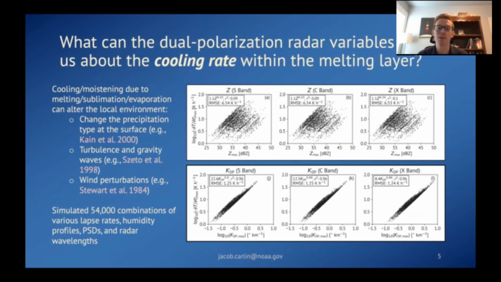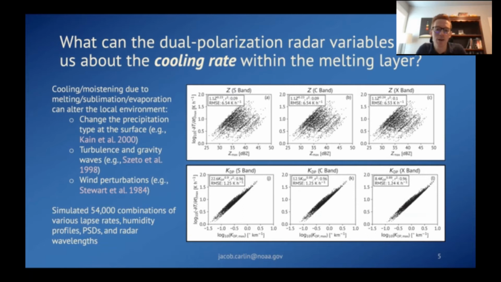There is a lot of scatter, and the root mean square errors are quite high. And this is actually somewhat to be expected. I know we frequently talk about bright band intensity in terms of reflectivity, but when it comes to the cooling rate, the reflectivity is really sensitive to the few largest particles in the volume, but those are few and far between typically and don't contribute to the bulk of the cooling rate.